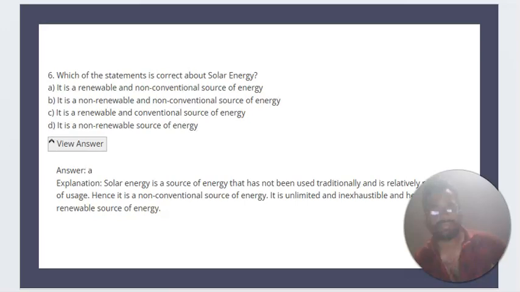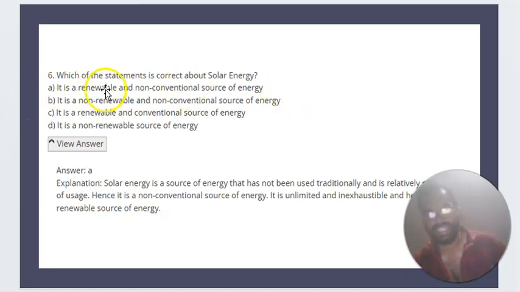Okay, next one. Which statement is correct about solar energy? Four statements are given. Out of the four, A is the correct answer: it is a renewable and non-conventional source of energy.